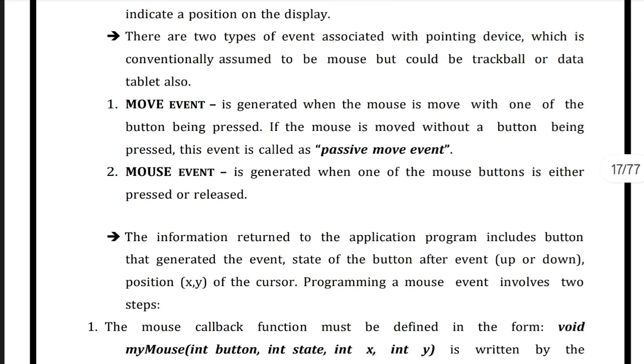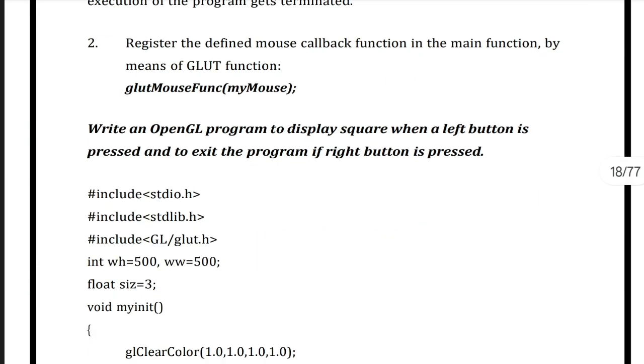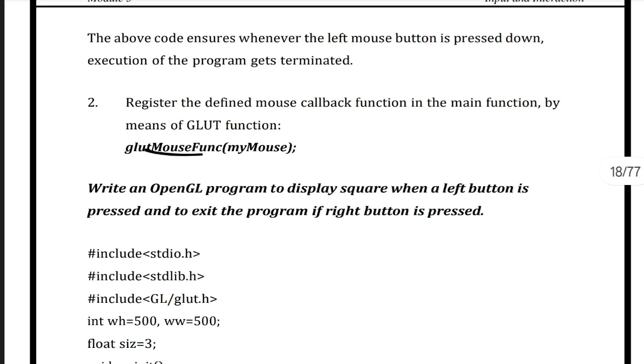For the mouse, what you have to write is the mouse event. Either the mouse can be moved or it can be clicked. When it is moved, the measure value will happen. When it is clicked, the trigger value will happen. That's the first thing. After that, you have to write 2 functions, which is my mouse function, and the second one is glutMouseFunc.